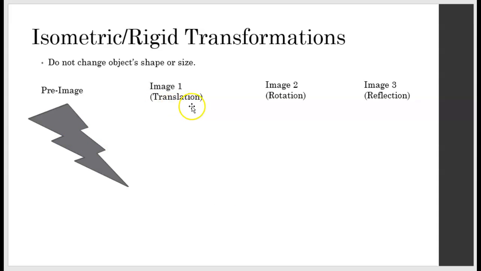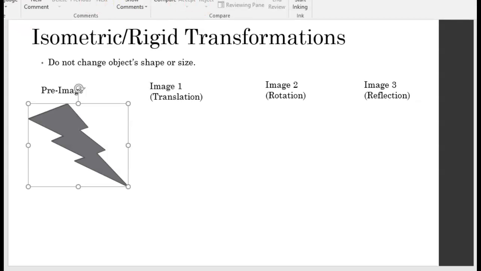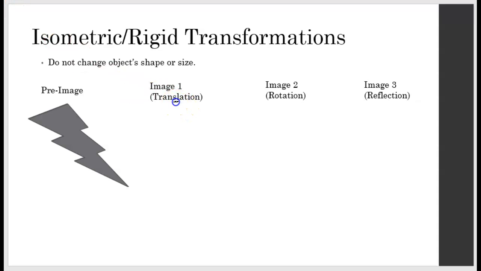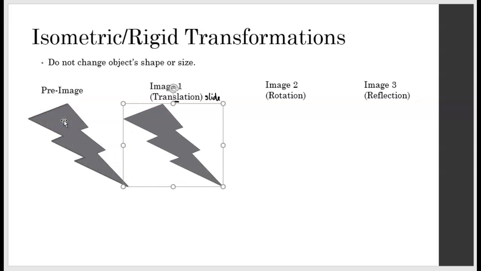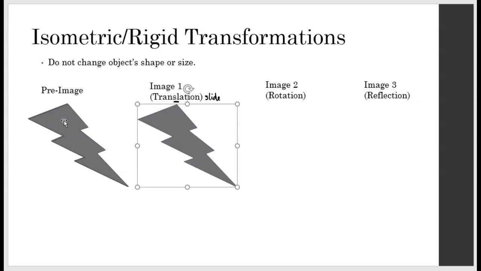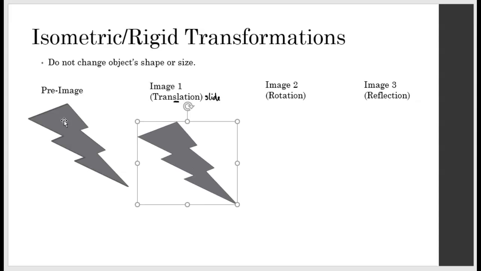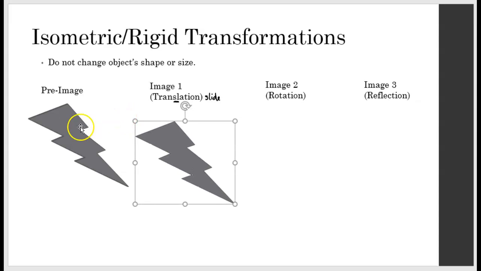The first one of those is a translation. Remember, this is all review. We talked about this in class last week. What I would like you to think about is that the "sl" in translation should remind you of the word slide. So really what we're going to do is take this figure and slide it over to the right so it can be under image 1. I can slide it up or down as much as I want as well, but if all you're doing is sliding this figure around, this is considered a translation.